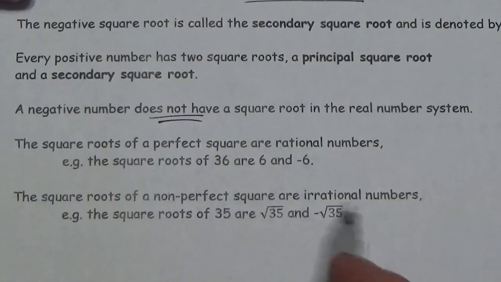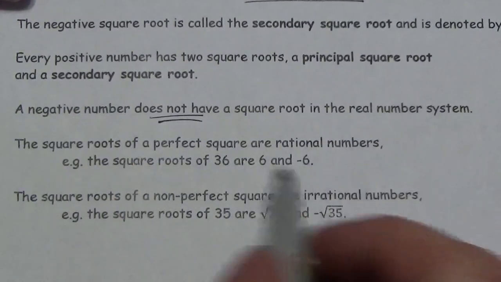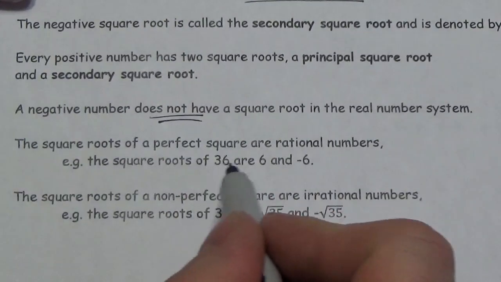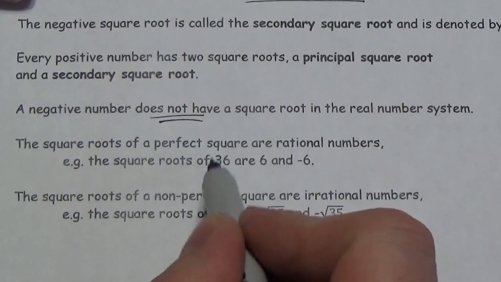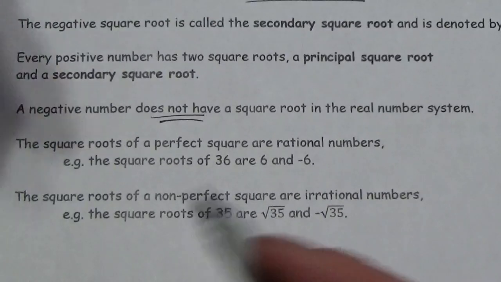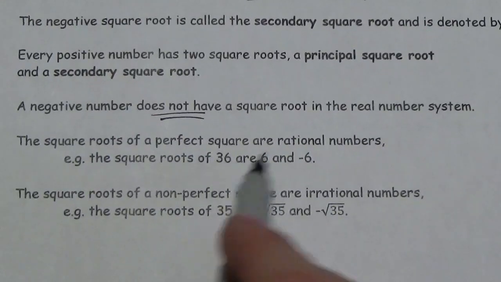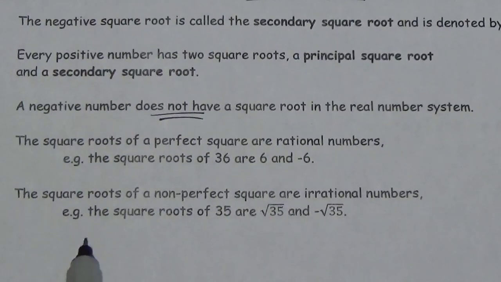So the square roots of a perfect square are rational numbers. So the square root of 36 is 6 and negative 6 here. When we take 36 and take the square root of it, we get a nice number. We don't get any crazy non-terminating decimals. We just get these nice numbers here. So that makes it a perfect square.